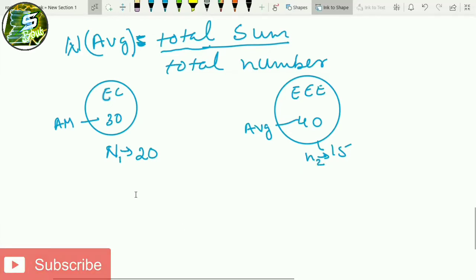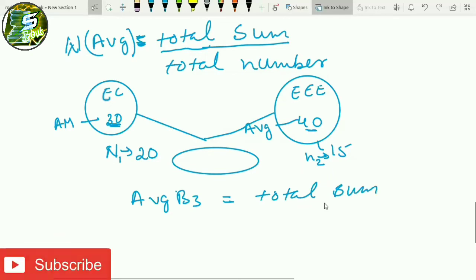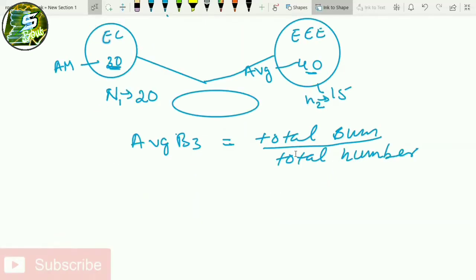And whenever we talk about the average of the entire group, that is the average of these averages. So when we talk about batch 3, which is nothing but a combination of these two audiences, this is my batch 3. When we calculate the average of this batch 3, I'll say that the average of averages is nothing but total sum on the top, whole divided by total number on the bottom. So till here I've just written total sum by total number.